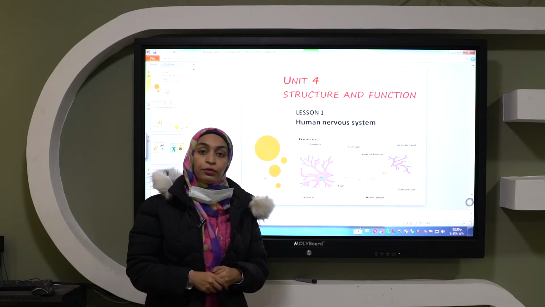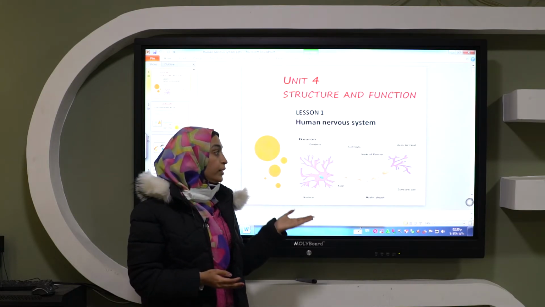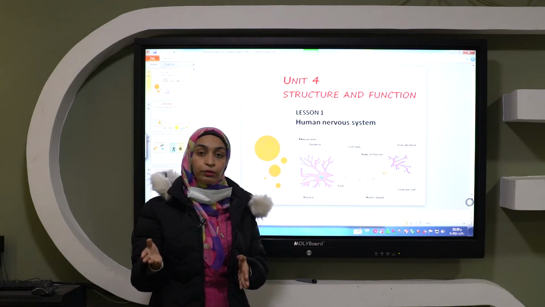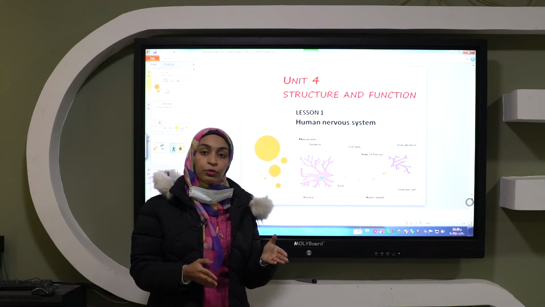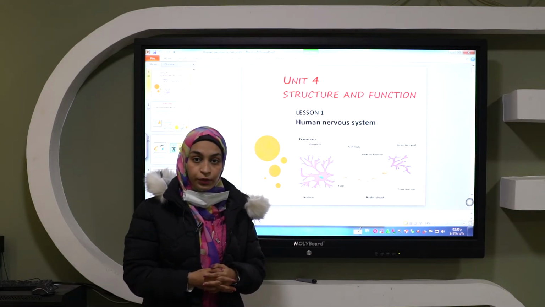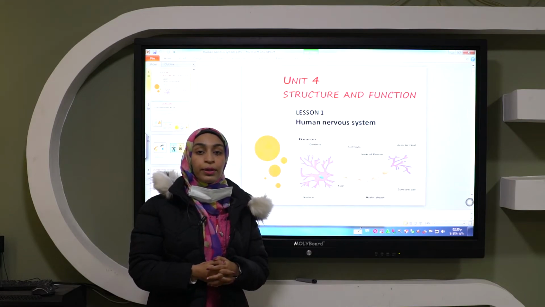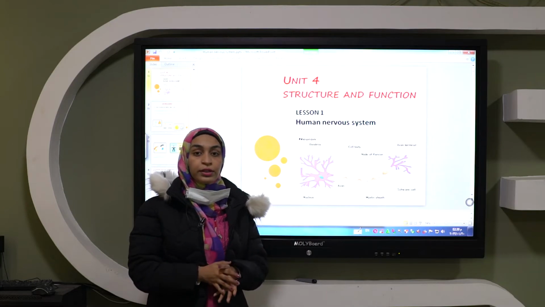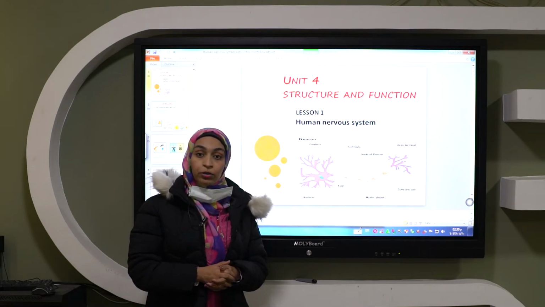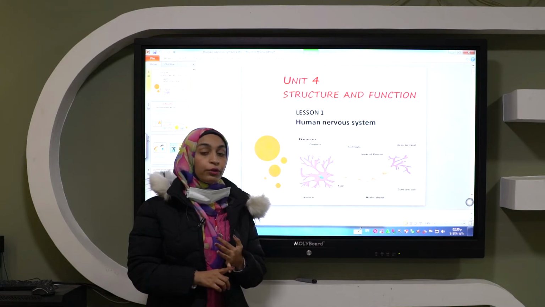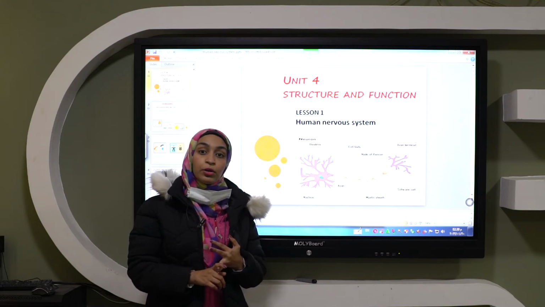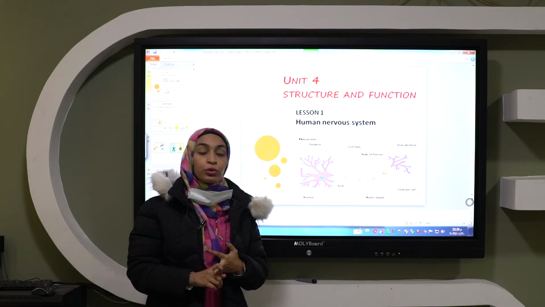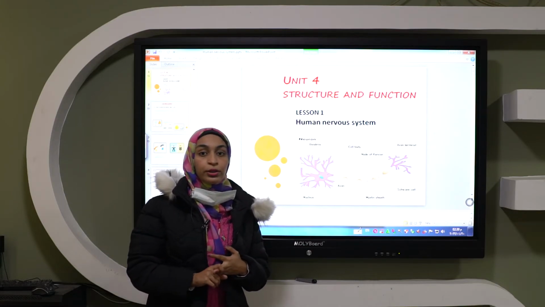What about the peripheral nervous system, which consists of 43 nerves: 12 pairs of cranial and 31 of spinal nerves. It can also deliver the message between the body organs and the central nervous system. The brain consists of the cerebrum, which controls the voluntary actions, the cerebellum, which controls the balance of the body, and the medulla oblongata, which controls the involuntary actions.